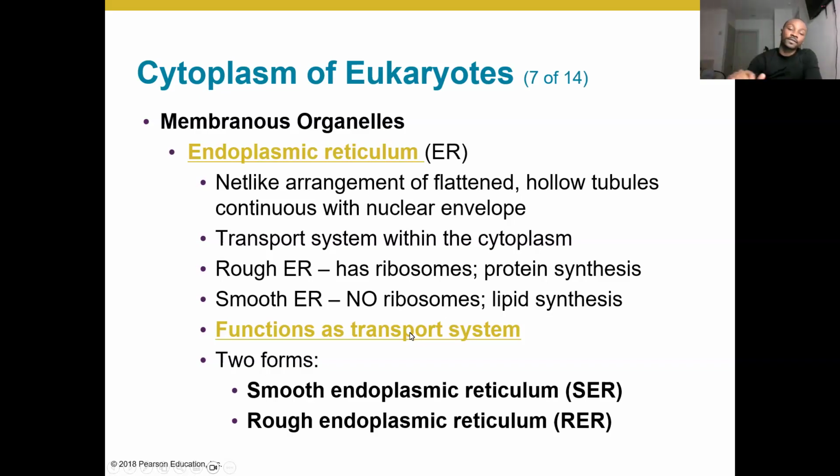There's two forms of the endoplasmic reticulum. There's the smooth endoplasmic reticulum, and write this down. Smooth is for lipid synthesis, to make lipids and steroids. The rough endoplasmic reticulum, it has the ribosomes on it. That's why it's rough. And if it has ribosomes on there, right, it's going to be important for protein synthesis, right? So again, smooth ER, lipids, rough ER, proteins. And again, it functions as a transport system.